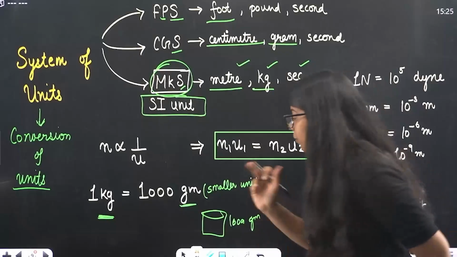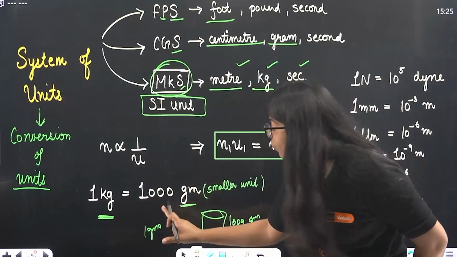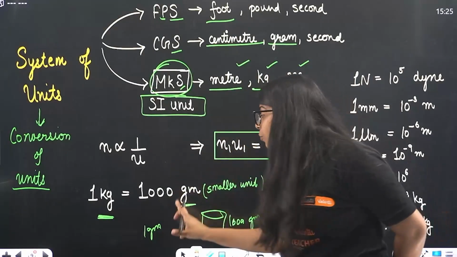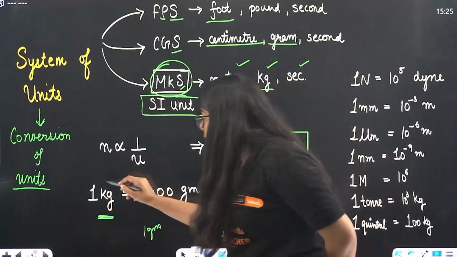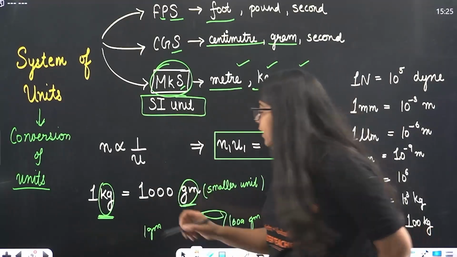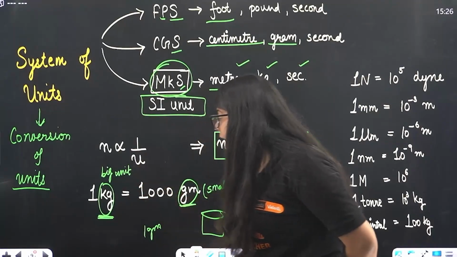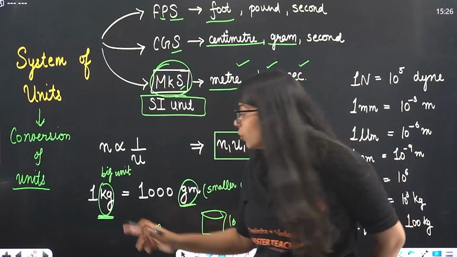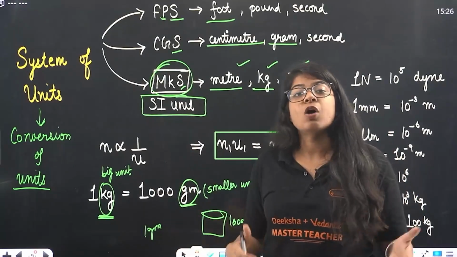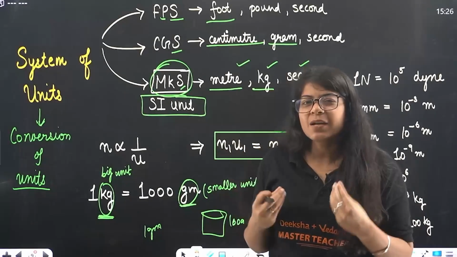Gram is a small unit because 1 gram is definitely not equal to 1 kg. So 1 gram is very small, and you have to get 1000 grams to make it equal to 1 kg. That means kg is a bigger unit, gram is a smaller unit, right? If you want some heavy stuff, you will get 2 kgs of it because kg is a bigger unit, but you'll get 2000 grams of it because gram is smaller, so you need a larger number. Understand what I'm trying to say?